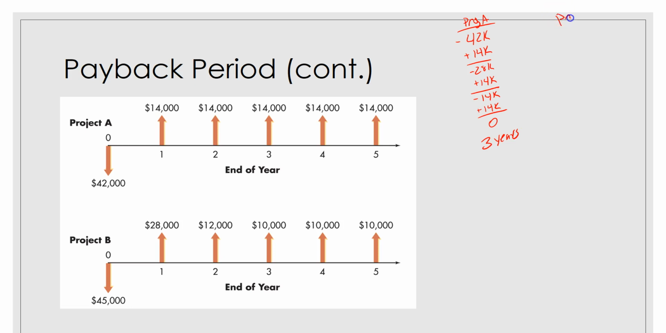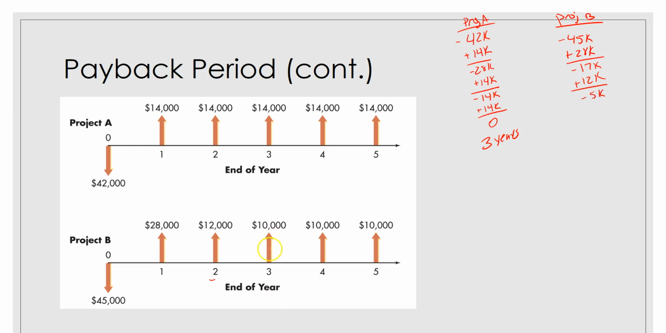Now with Project B, we spend $45,000 and we recoup $28,000 of that in year 1. So that leaves us $17,000 left to recoup. Now we move on to year 2. In year 2, we recoup $12,000. That leaves us $5,000 left to recoup.